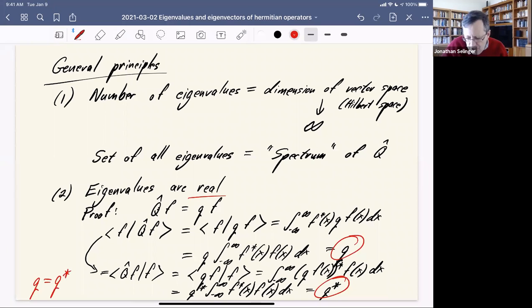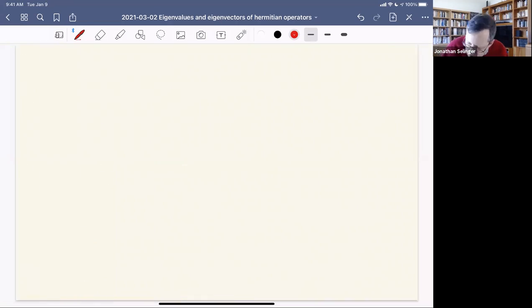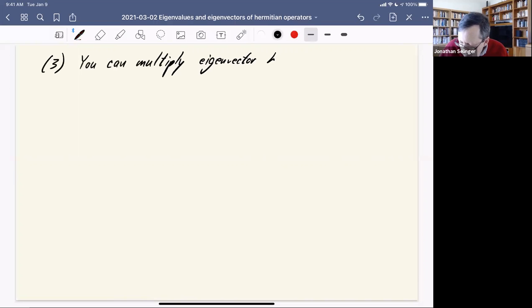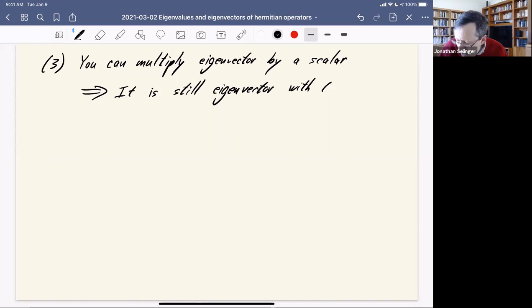So that's consistent also, right, with what we found for eigenvalues of a Hermitian matrix. Okay, now what about the other principles? All right, well, let's see. There was one that said you can multiply an eigenvector by a scalar, and then it is still an eigenvector with the same eigenvalue.